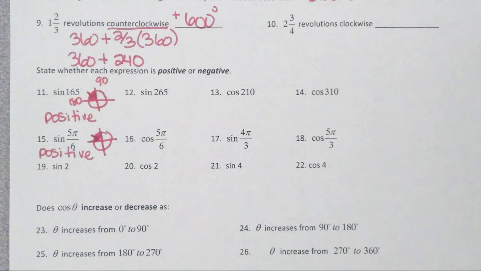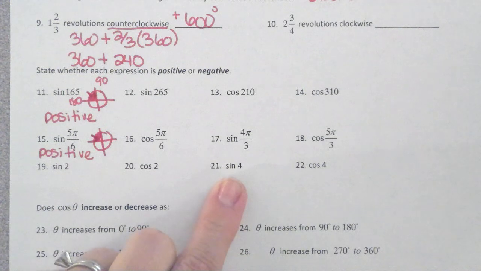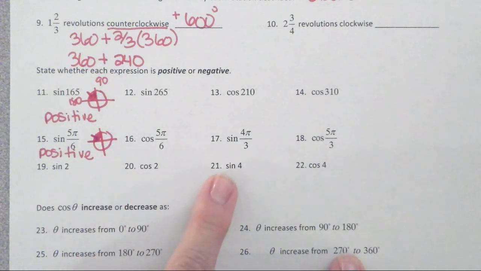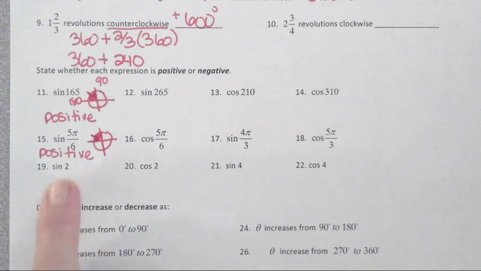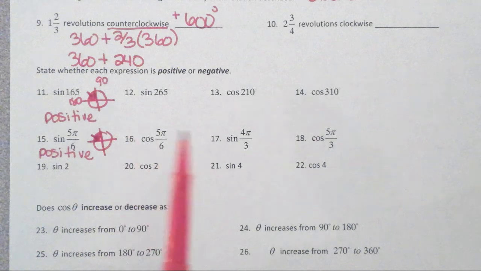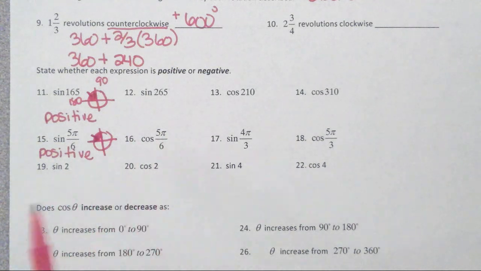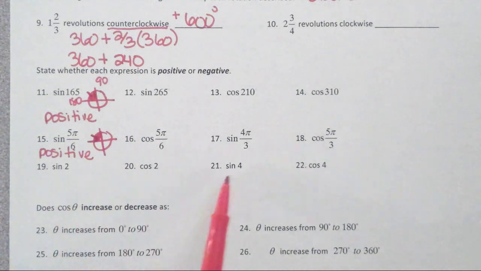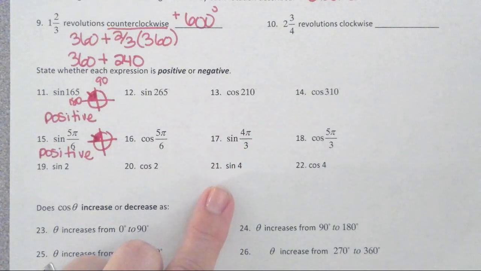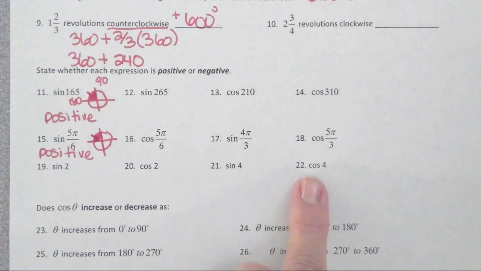Let's go do number 21, just to do something different. So 19, 20, 21, and 22. Notice none of these have a degree symbol, but none of them have a pi symbol either. If the degree symbol is missing, we're going to assume that these are all written in radians. So on 22, because this is cosine, they want to know what is the value of cosine of 4 radians.